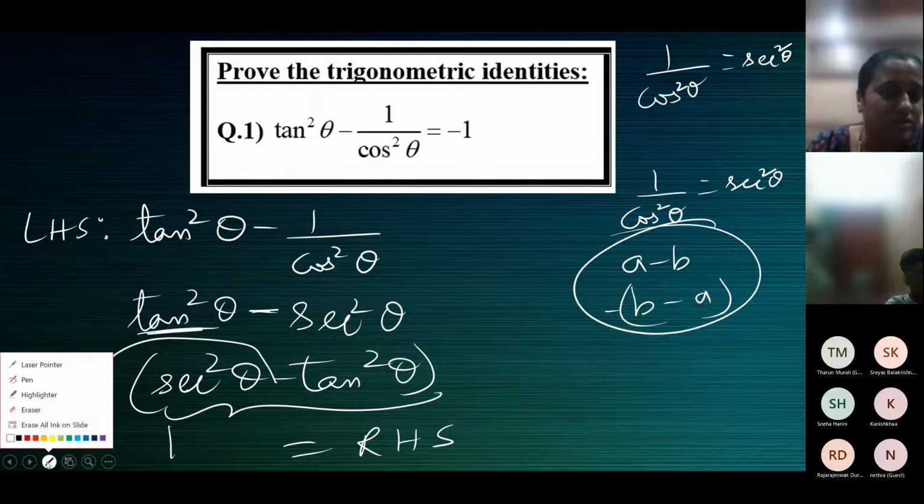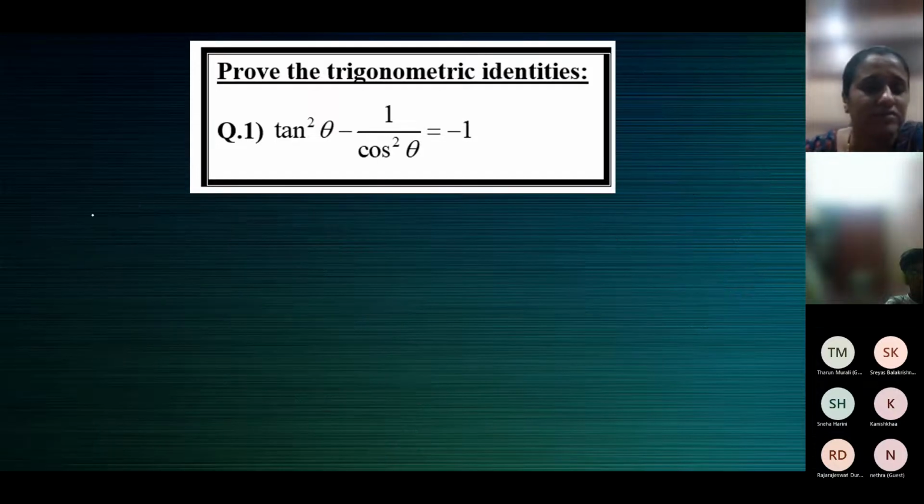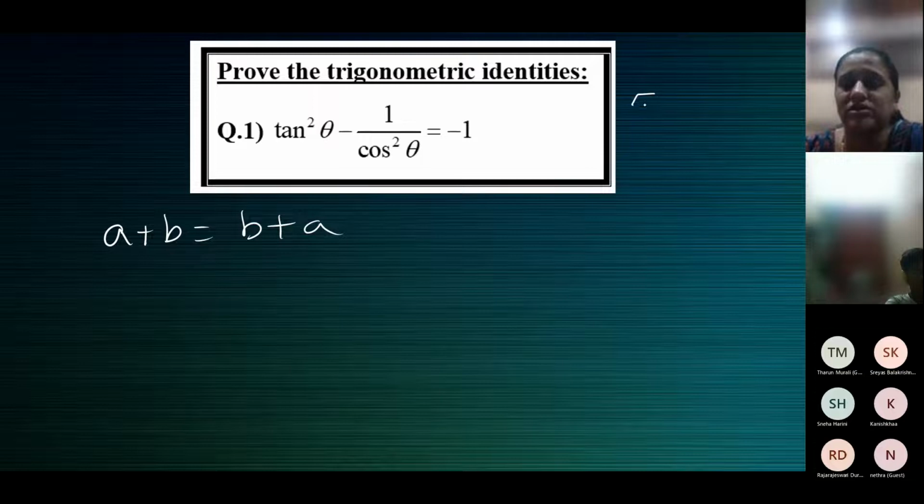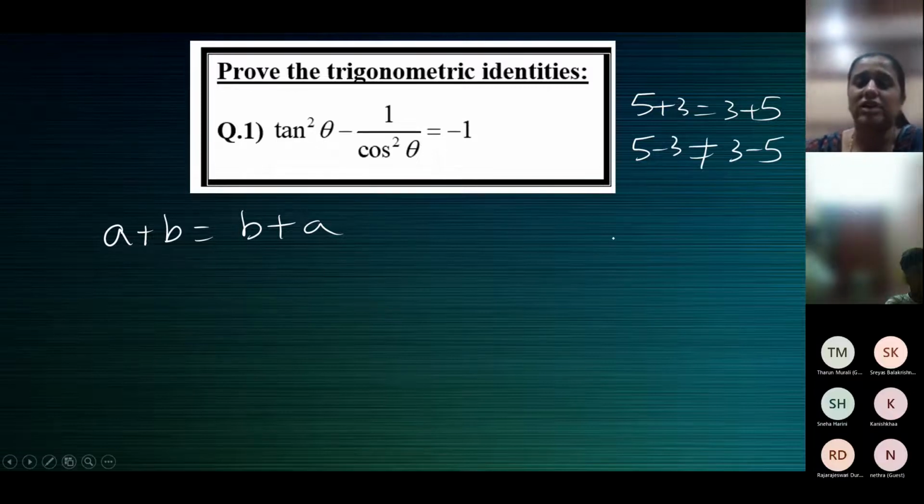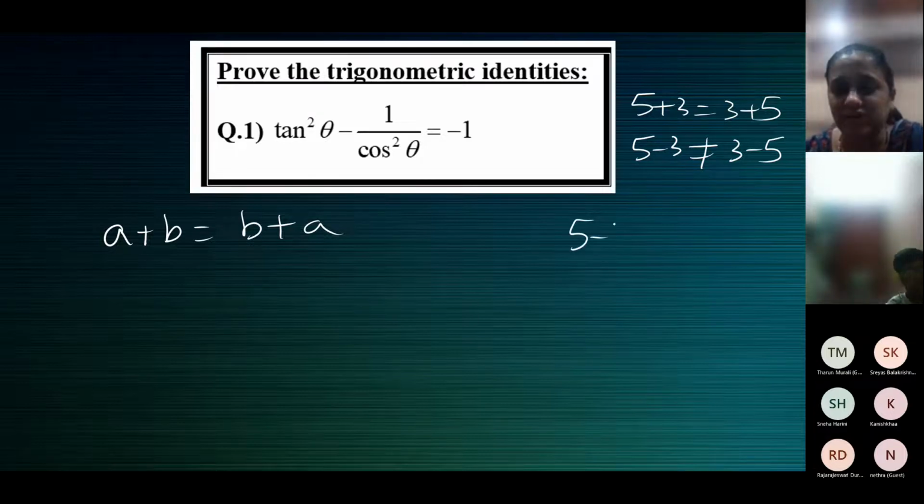Now let me tell you about A minus B and B minus A. Now see here, A plus B is equal to B plus A. This we know because 5 plus 3 is equal to 3 plus 5. But 5 minus 3 is not equal to 3 minus 5. But 5 minus 3 is equal to minus of 3 minus 5.